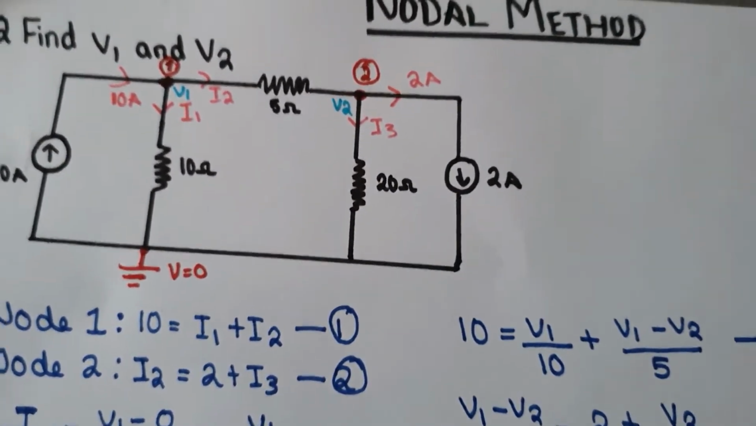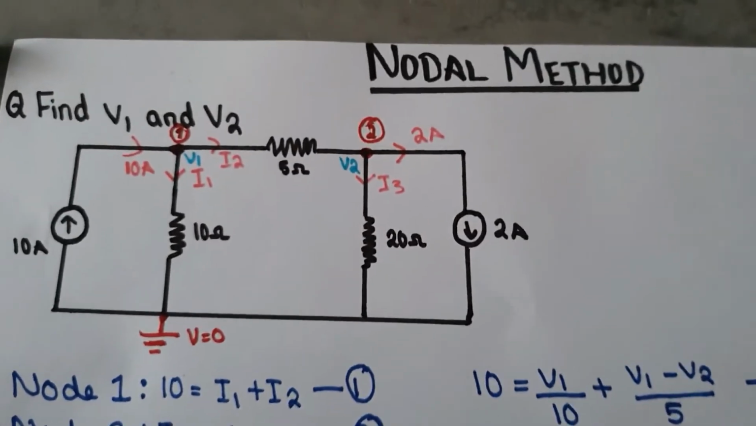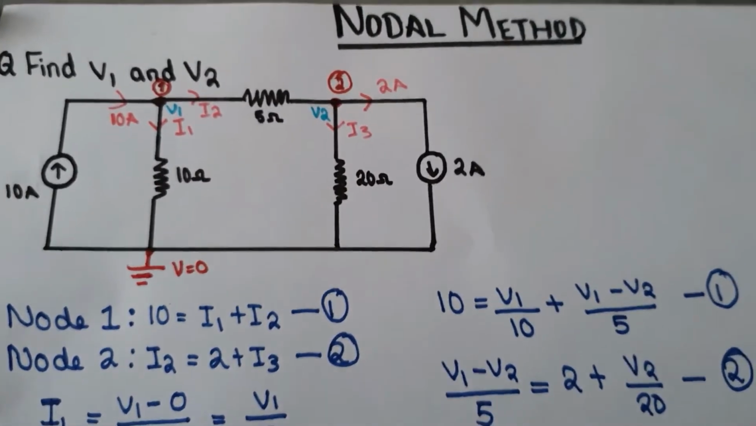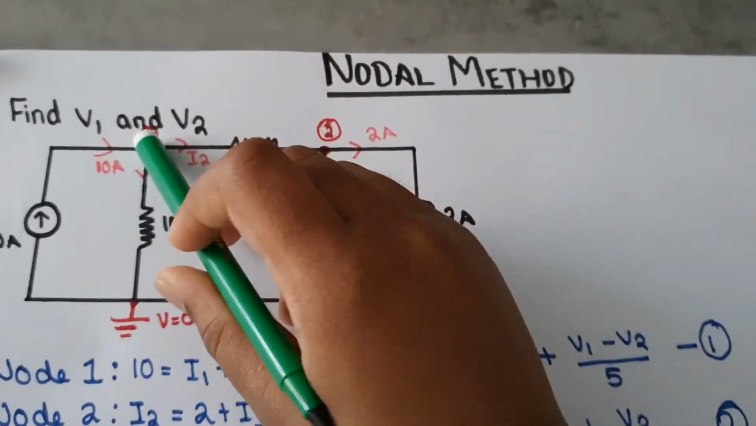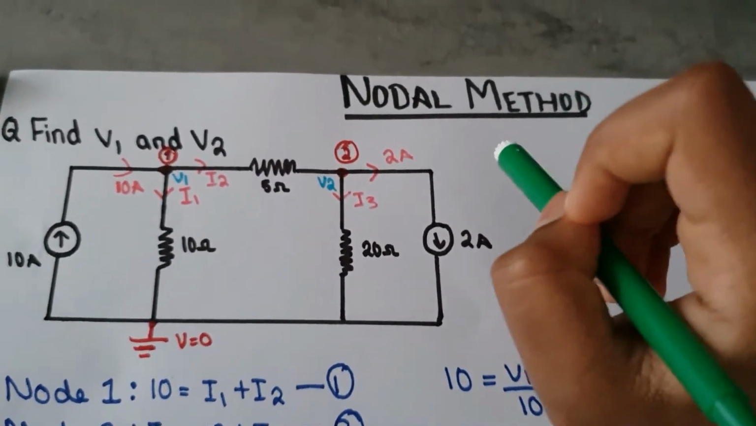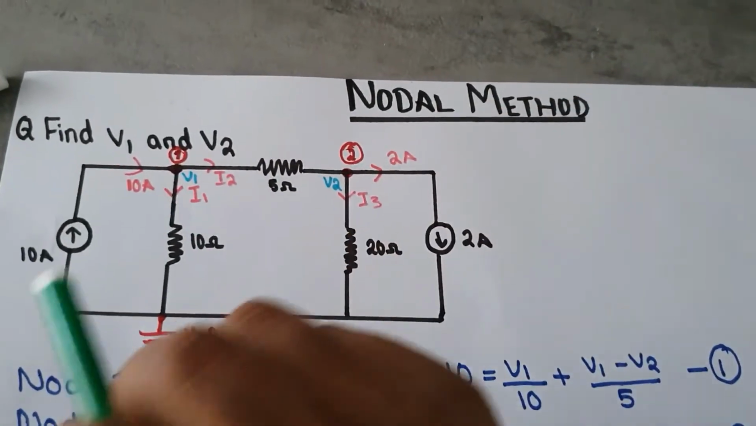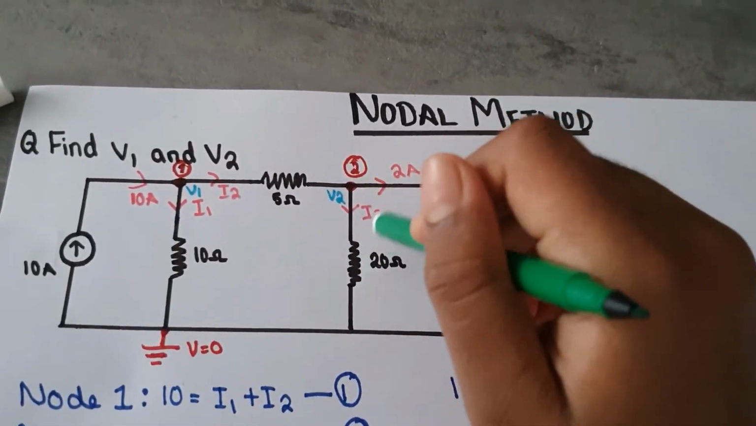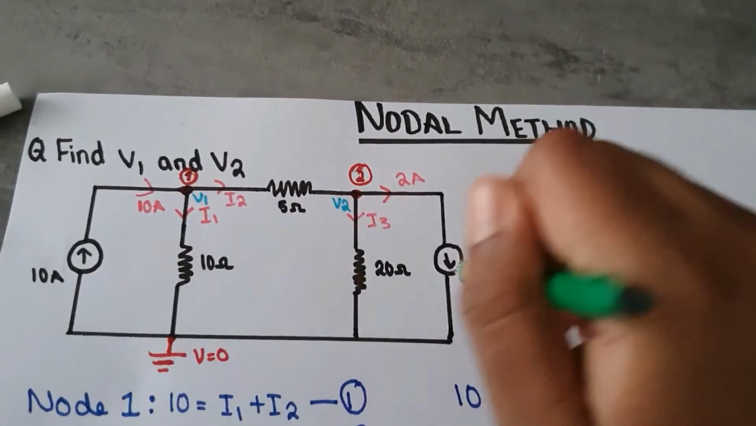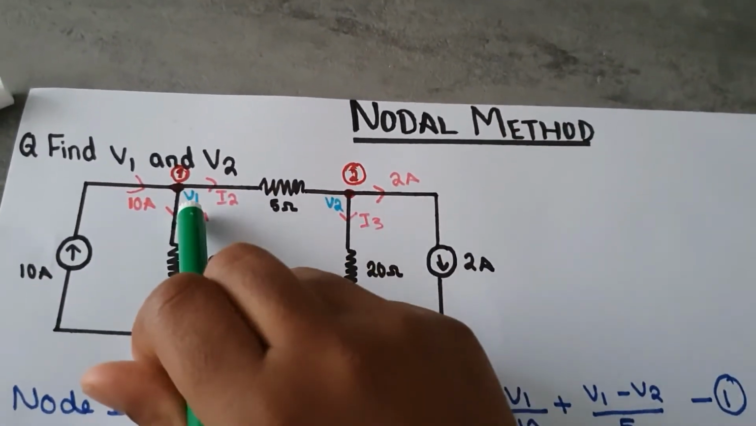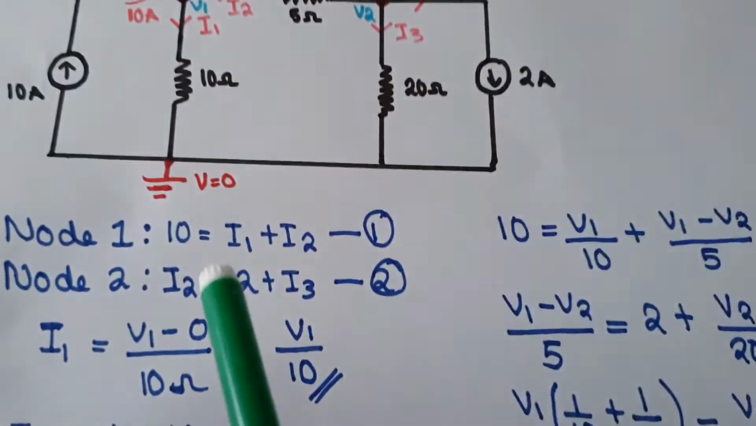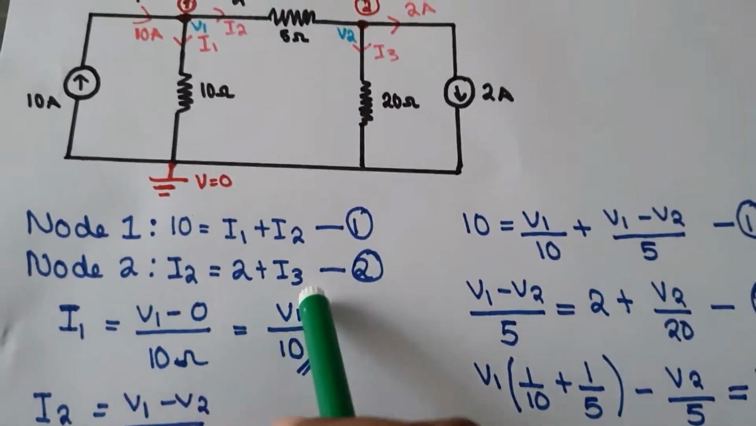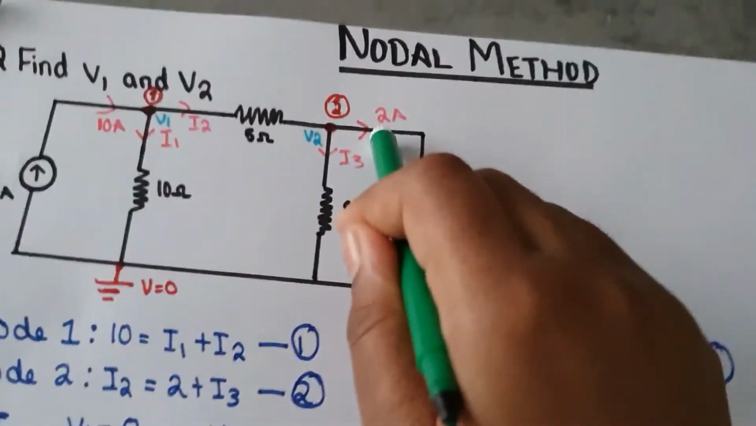So let me brief it out. First step we did was identifying and numbering the nodes. So that's the red here, 1, 2. Then we marked the current: 10 ampere, I2, I1, I3, 2 ampere. Then we marked the voltage, and then using Kirchhoff's current law, we wrote equation number 1 and equation number 2 for node 1 and node 2.